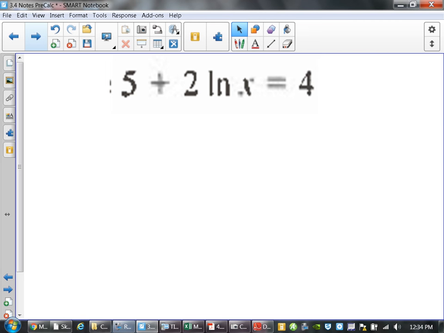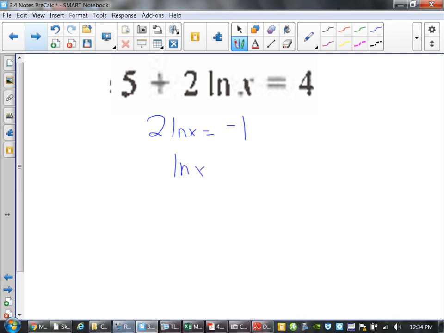What do you do first? Subtract 5, good. So we have 2 natural log of x is -1. Natural log of x is -1/2. How do you undo natural log? You e it, so it becomes e. So x equals e to the -1/2.